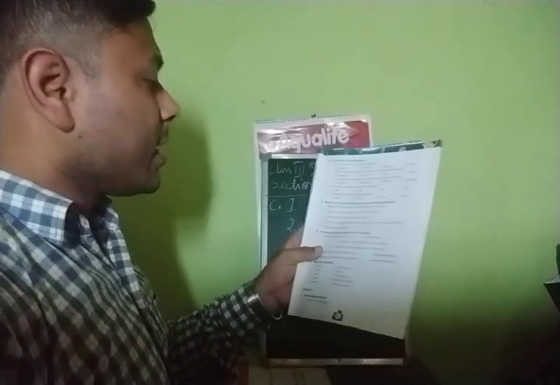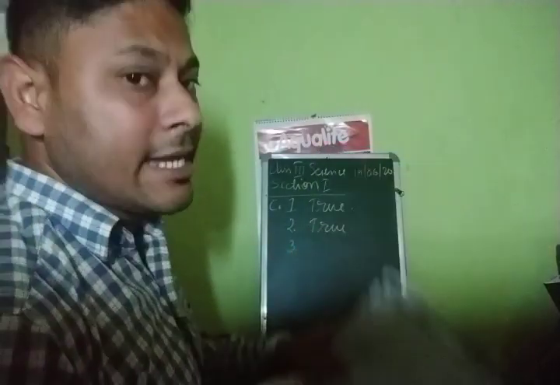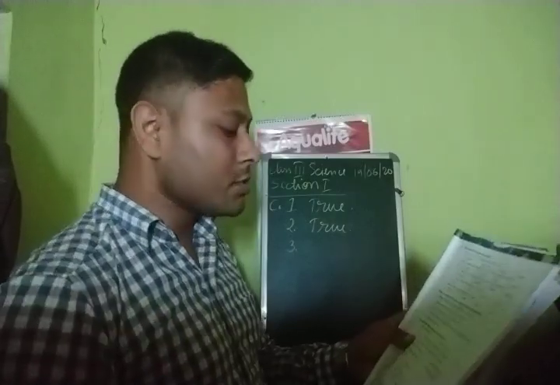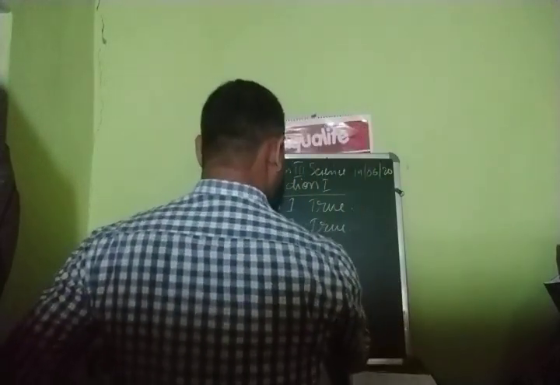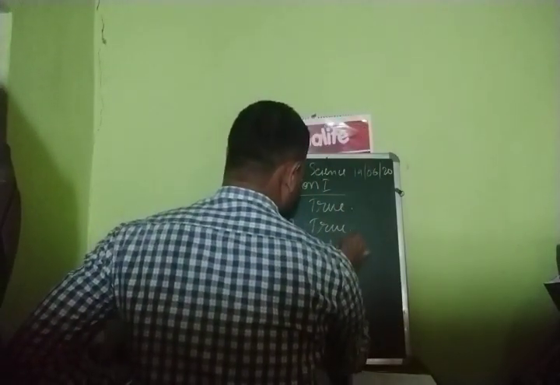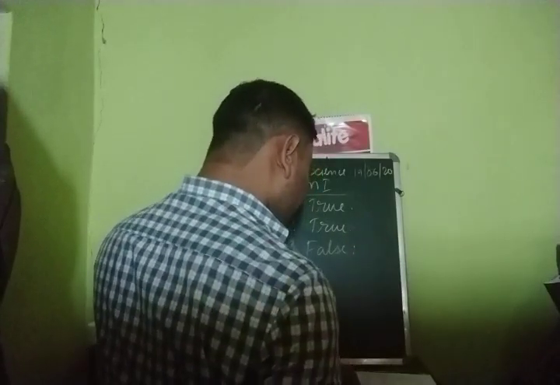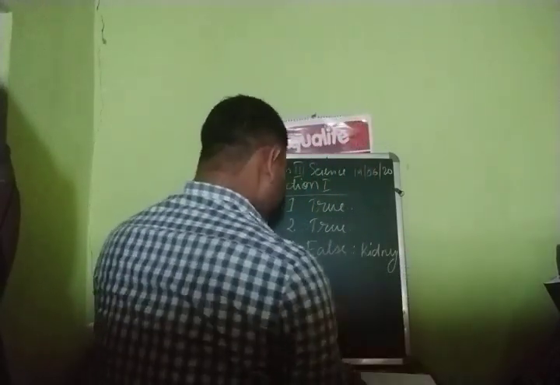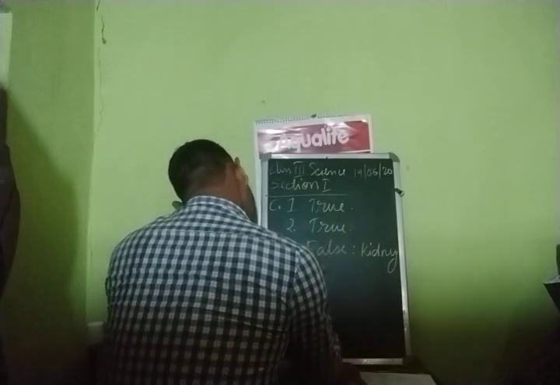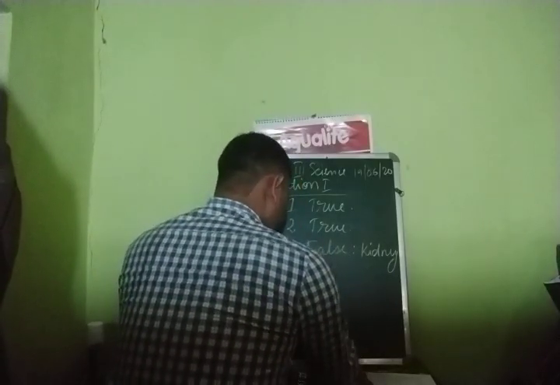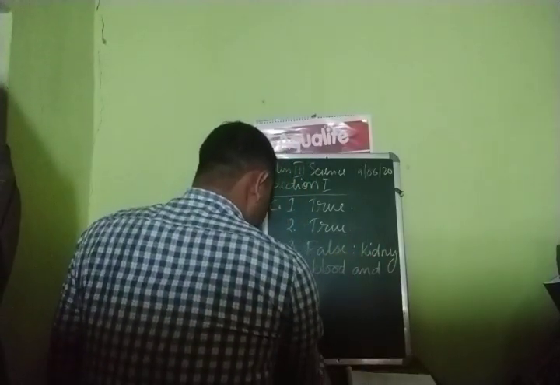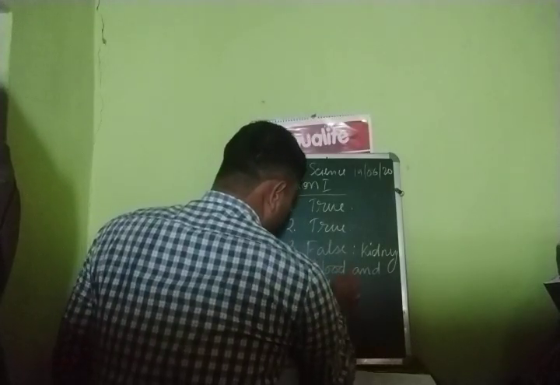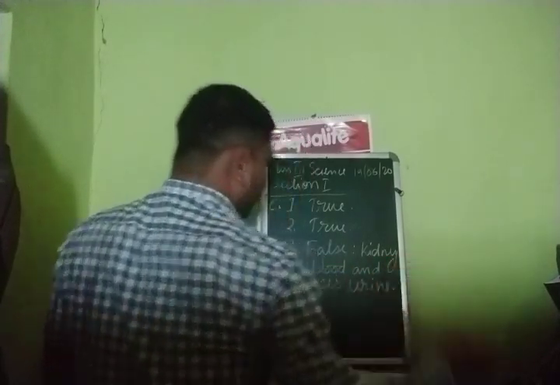Then, kidney filters blood and produces air. Kidney produces air? No. Kidney produces urine. So, number 3 is false. What do you have to write? You have to write the correct answer. So, the correct answer will be: kidney filters the blood and produces urine.